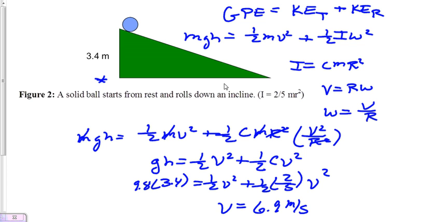And that's how we account for a rolling object going down an incline with no applied force. What we mean then is just the gravity force is what's responsible for rolling it down for this example.